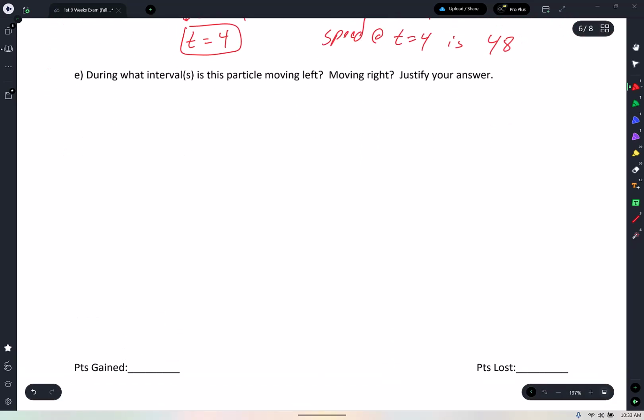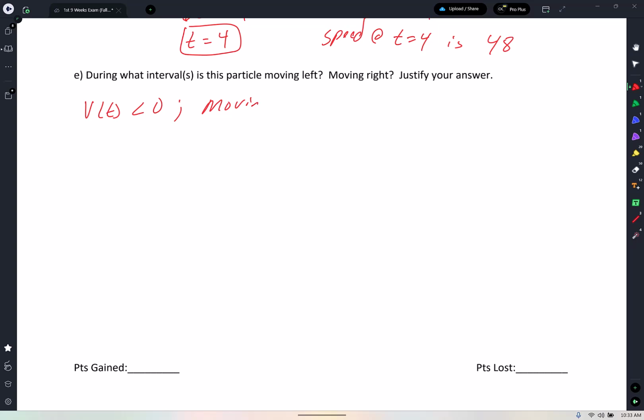Last one on this one. During what intervals is the particle moving left, moving right? So real quick, you just say if velocity is negative, semicolon, moving left. This is how you say negative, guys. V of t less than 0, see? If velocity is positive, you're moving right.